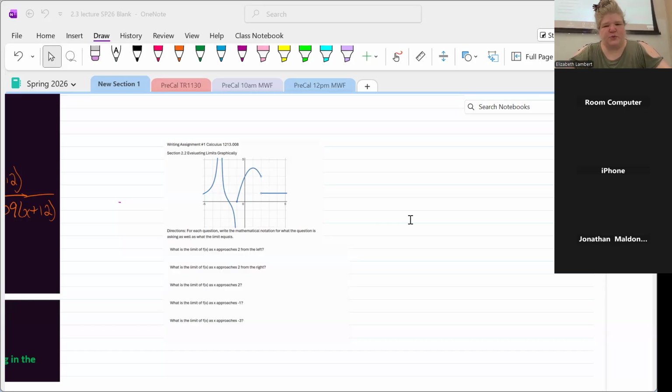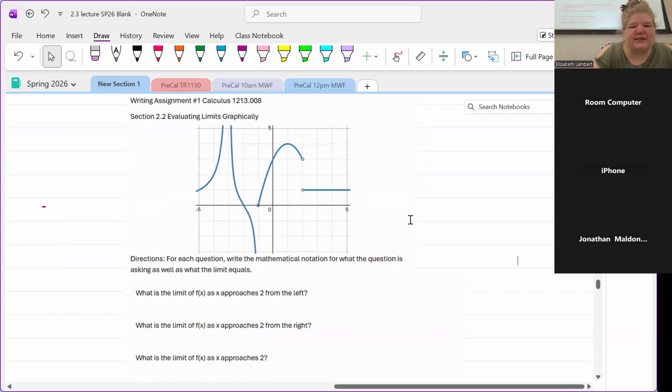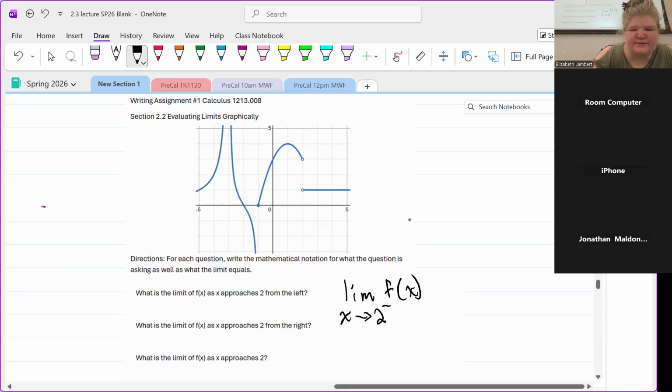So before we jump back into our notes and look at a whole bunch of crazy trig stuff, let's just touch base on the writing assignment. This was practice reading the words, translating it into the mathematical notation, and then evaluating what each of those limits is. So this first one, the limit of f of x as x approaches 2 from the left is negative infinity, so we give it a minus sign after.